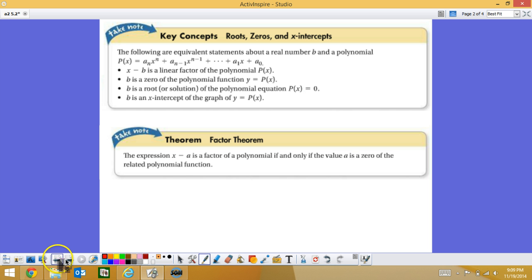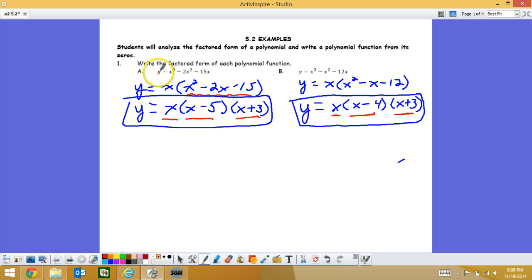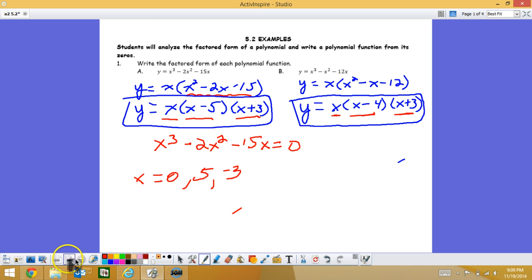If we look back here, if we set this polynomial equal to 0, then if we plug 0 in for y, the solutions for x, like x equals 0, 5, or negative 3, are roots of the equation x cubed minus 2x squared minus 15x equals 0. Then these are roots of that equation.